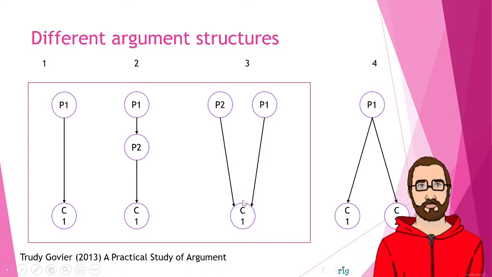So sometimes they're independent, so that P1 is independent and it leads to conclusion one, while P2 is also independent, and they both lead to C1. But sometimes you need both of them, and I have an example of that as well. So that this won't lead to the conclusion alone, and this won't lead to the conclusion alone. You need both of them to be able to make the case that the conclusion is right. And here we have one premise that leads to two different conclusions. This one seems pretty unclear, but I think that the examples will help.